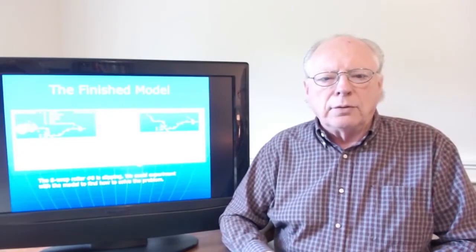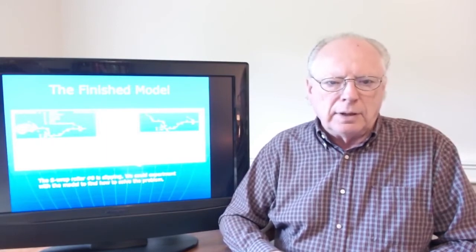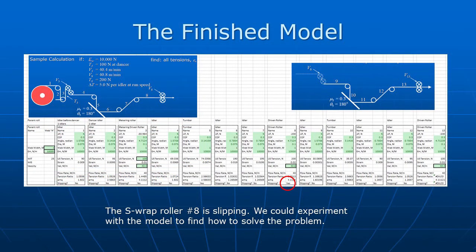Now, we can also do a slip check, and that's in here if you have the COF and wrap angle entered. And what we find is that I've since changed the nip in span 8 to an SRAP here. And what we find is that SRAP is slipping. And so we've got a problem to solve. And that's one of the things you can do with this model.